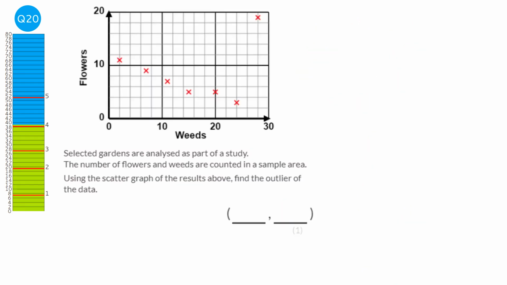On a scatter graph, an outlier is a point which doesn't fit the pattern. And as we can see here, all of these coordinates fit kind of a nice line going down there. So they all are showing a trend. But we've got this point here that's nowhere near that trend at all, and that's what we call an outlier. So we know that these are going up in twos, so this will be 28. So the x coordinate will be 28, and this will be 19. So our coordinate will be 28, 19 for our outlier.